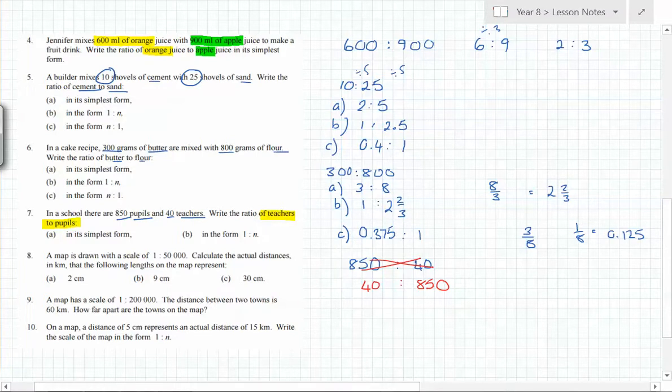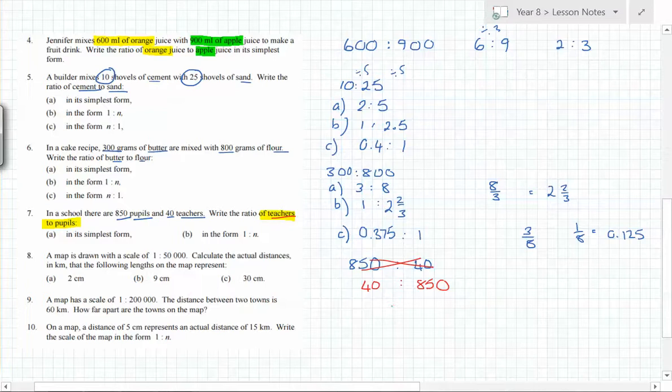Remember I said it has to be written one way up, and it's good they chuck that in to make sure you're reading the question properly. And it does matter, because you're going to read teachers to pupils, and if it's this way round, it'd be like 850 teachers and only 40 pupils. Can you imagine?